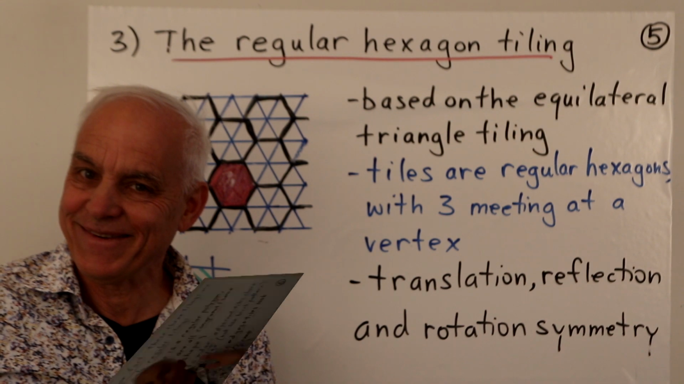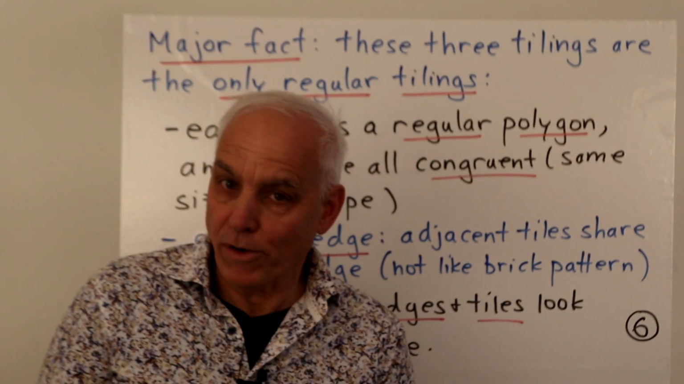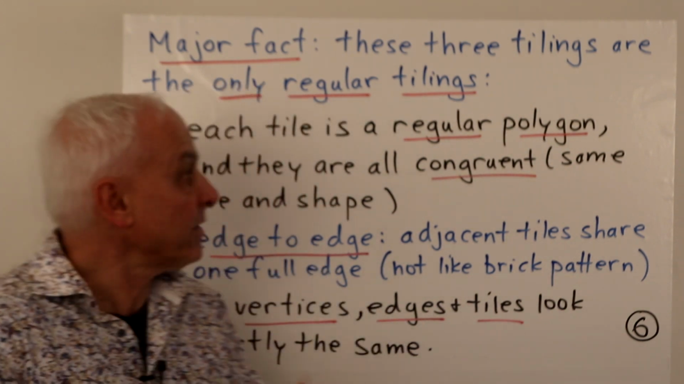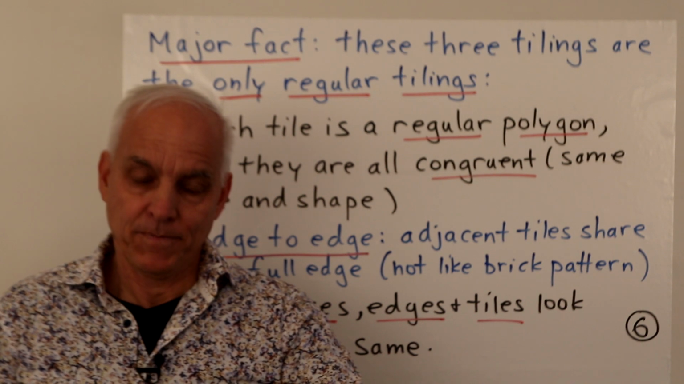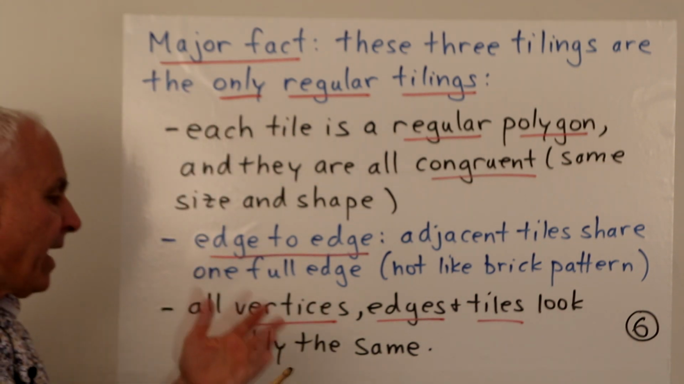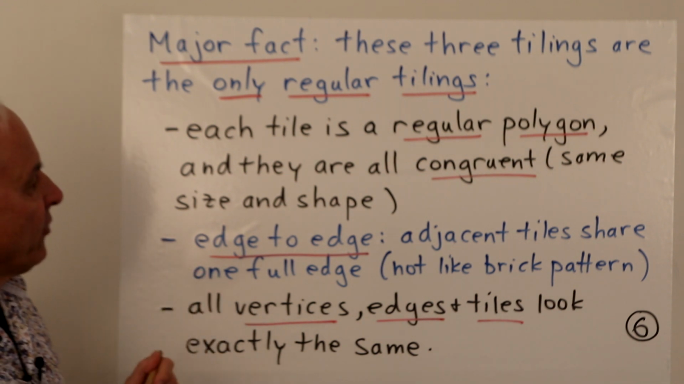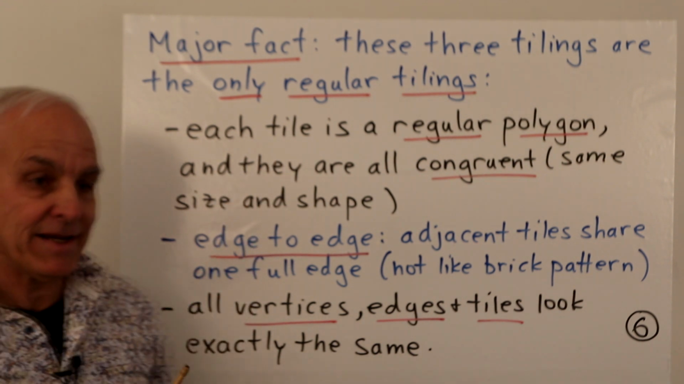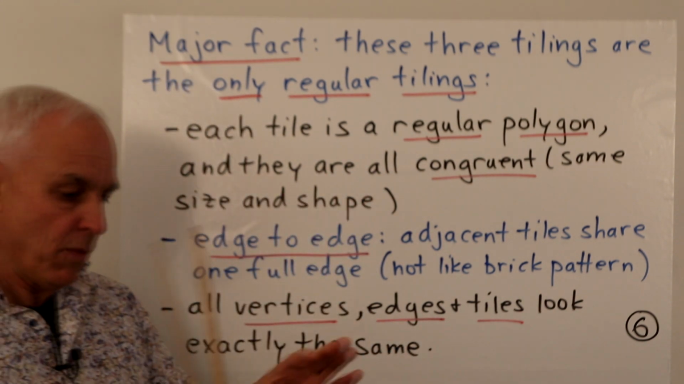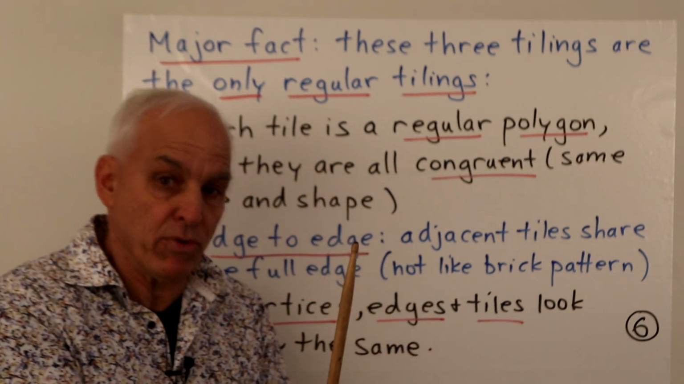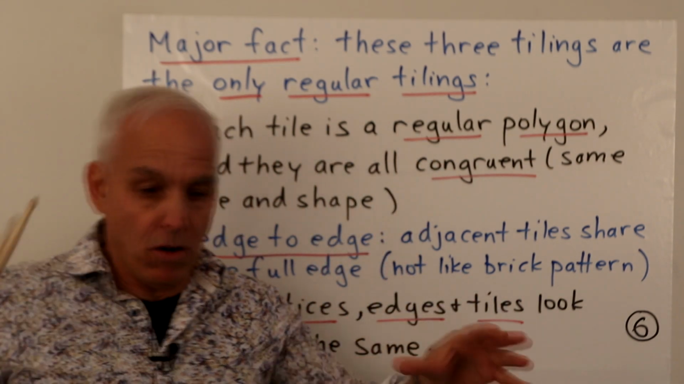So we had a look at these 3 important tilings, and they are mathematically important because they are, in fact, the only regular tilings of the plane. And in that case, what do we mean exactly by regular tiling? Well, let's put it this way. First of all, each tile is a regular polygon, and they are all congruent. So we're using the same fundamental shape, which has to be a regular polygon, repeating that one shape all over the place.